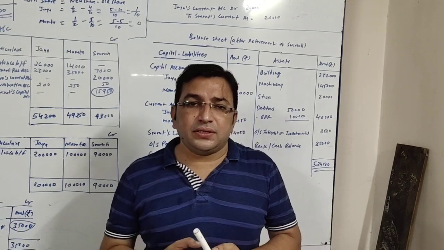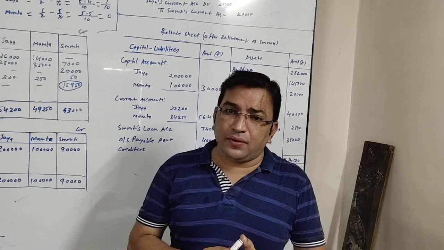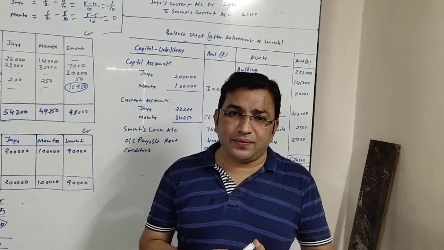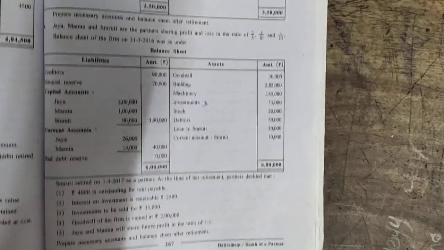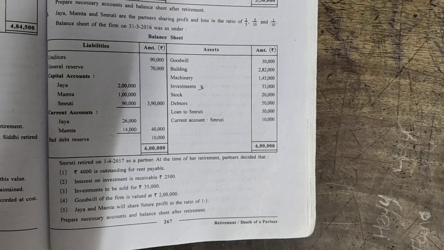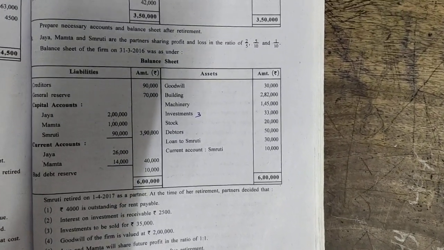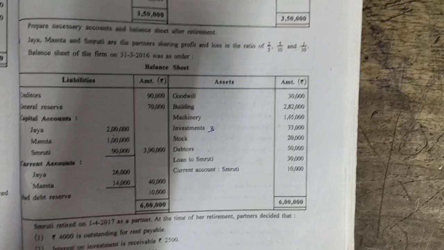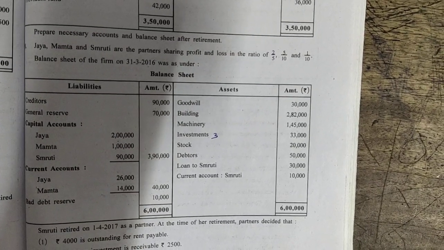Good morning students. In this lecture we are going to solve sum number 8 of retirement, which is given on page number 267. So let us have a look at the sum. Jaya, Mamta and Smruti are partners sharing profit and loss in the ratio of 2/5, 5/10 and 1/10. The balance sheet of the firm as on 31/3/2016 was as under. The balance sheet is given to us.